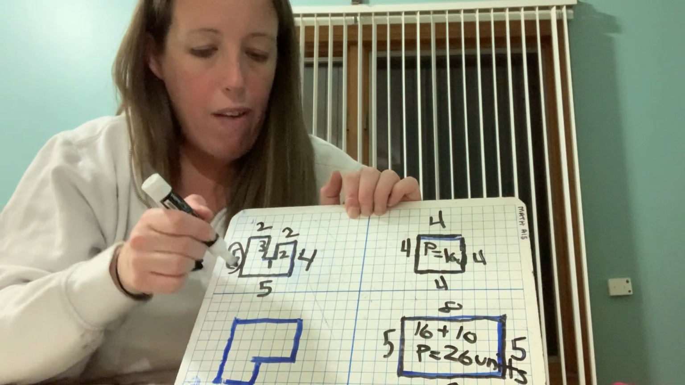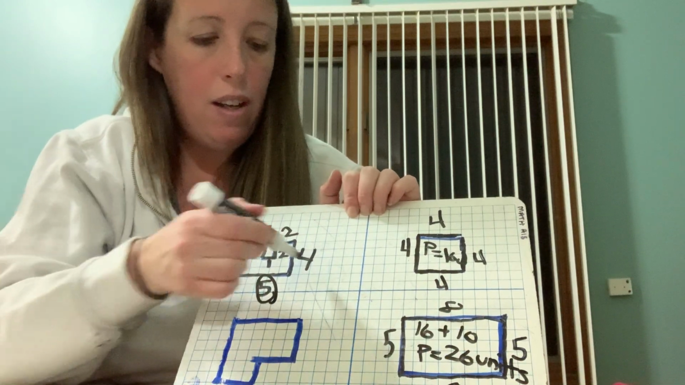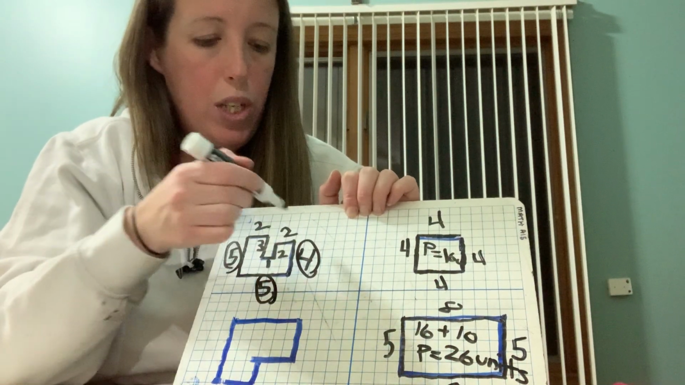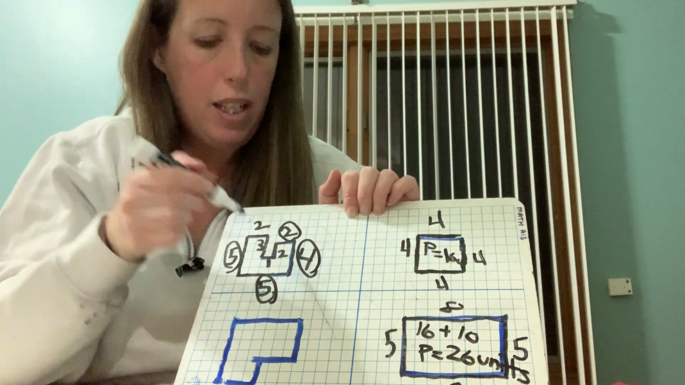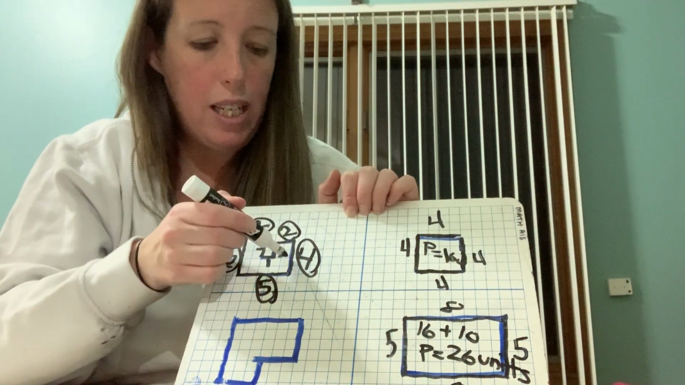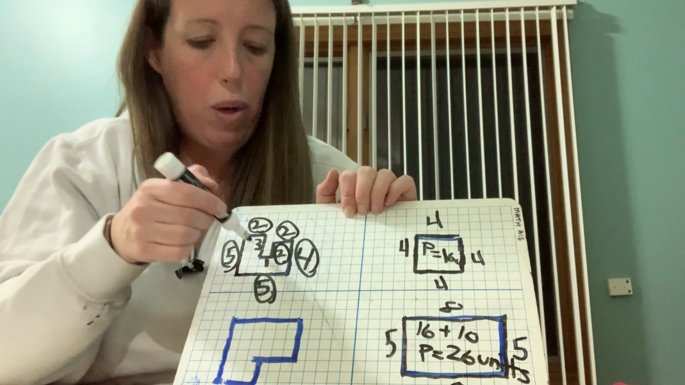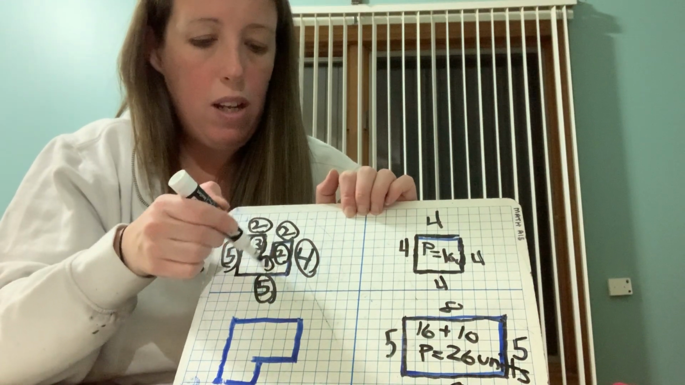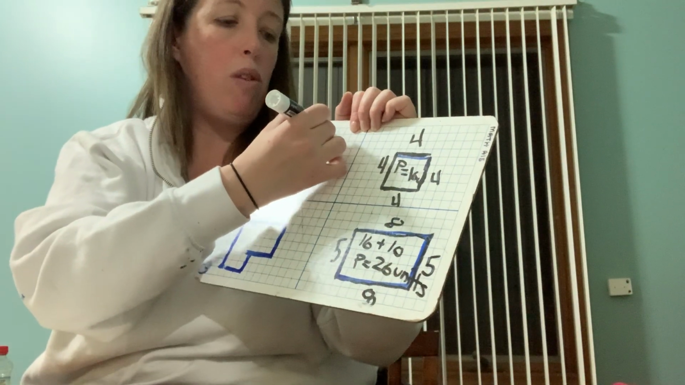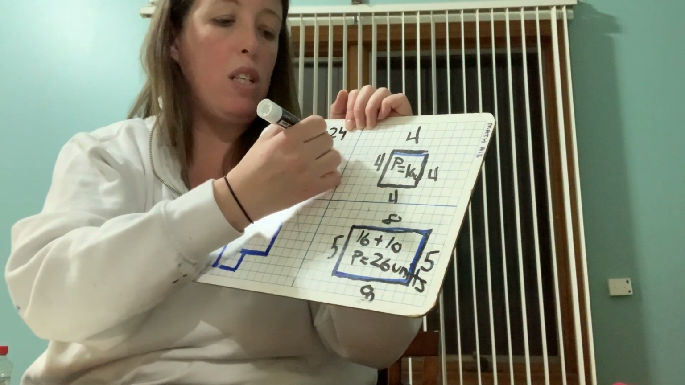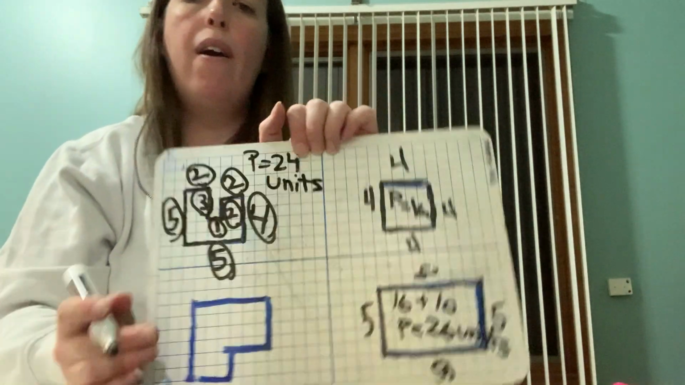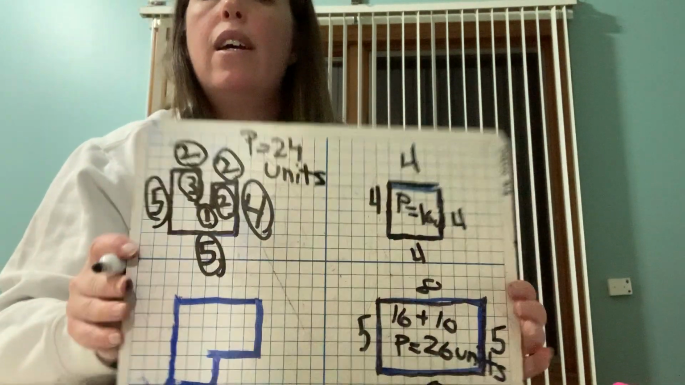So I have 5 and 5 is 10. 10 plus 4 is 14. 15, 16. 17, 18. 19, 20. 23, 24. So the perimeter of this figure is 24 units.